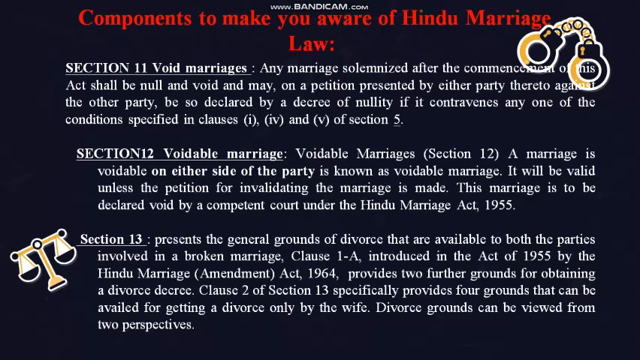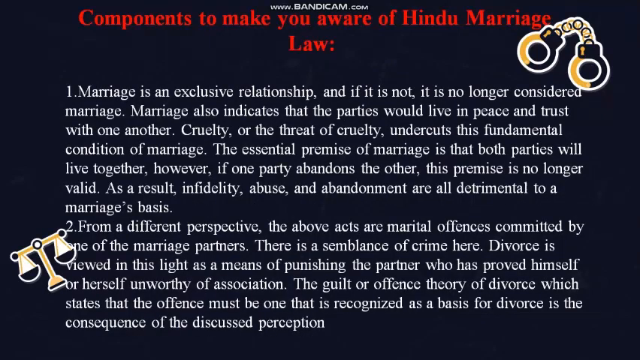And Section 13 presents the general grounds of divorce that are available to both the parties involved in a broken marriage. Clause 1A, introduced in the Act of 1955 by the Hindu Marriage Amendment Act 1964, provides two further grounds for obtaining a divorce decree. Clause 2 of Section 13 specially provides four grounds that can be availed for getting a divorce only by the wife. Divorce grounds can be viewed from two perspectives.